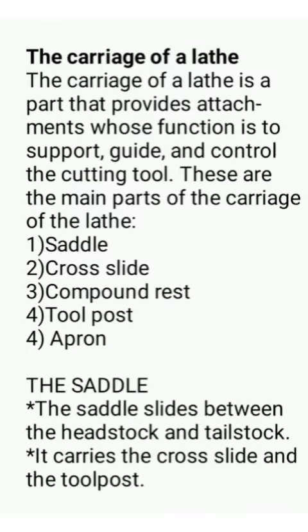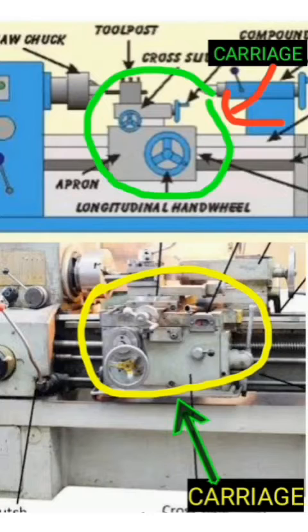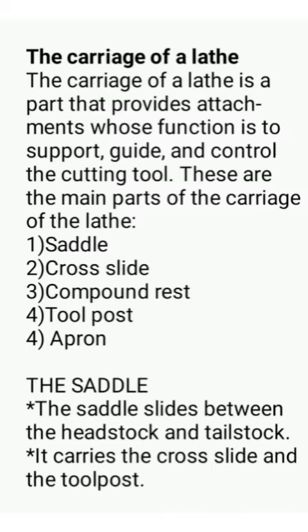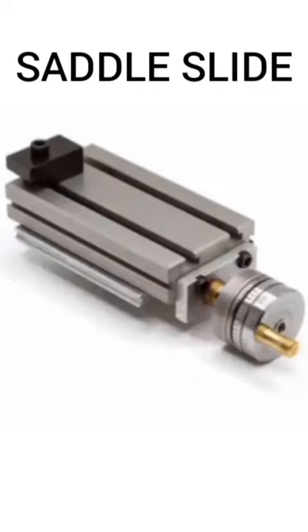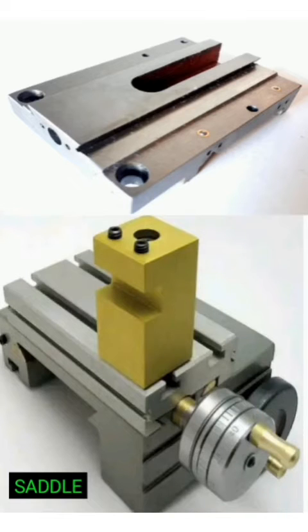Let's talk about the carriage of lathe machine. The carriage of a lathe machine is a part that provides attachment whose function is to support, guide, and control the cutting tool. There are main parts of the carriage of a lathe machine. Now we have the saddle, the cross slide, the compound rest, the tool post, and apron. Talking about the saddle. The saddle slides between the headstock and the tailstock. It carries the cross slide and the tool post.